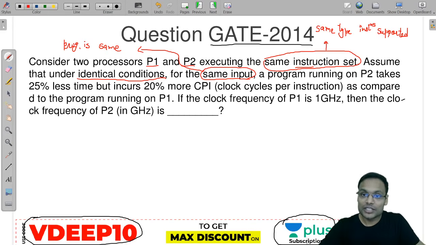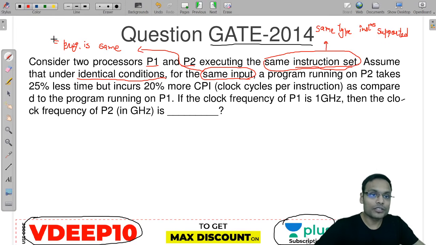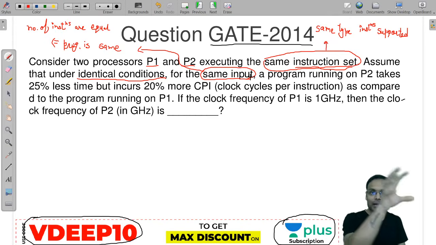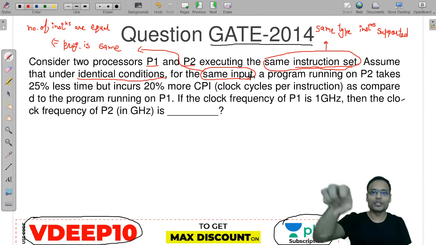क्योंकि ये same instruction set है, just because same instruction set is given. Right? So same input means program is also same. I can say number of instructions are equal in both the processes which we executed. So we have executed some n number of instructions in P1 processor, same number of instructions we have executed in P2 also.